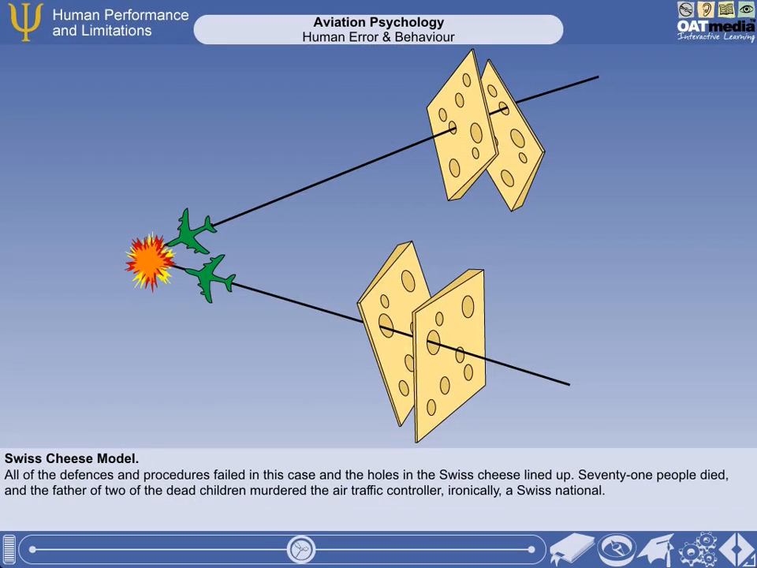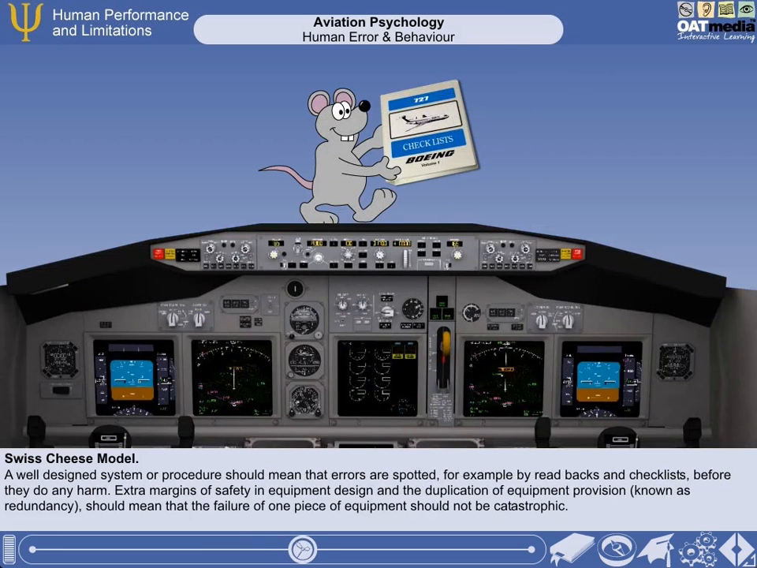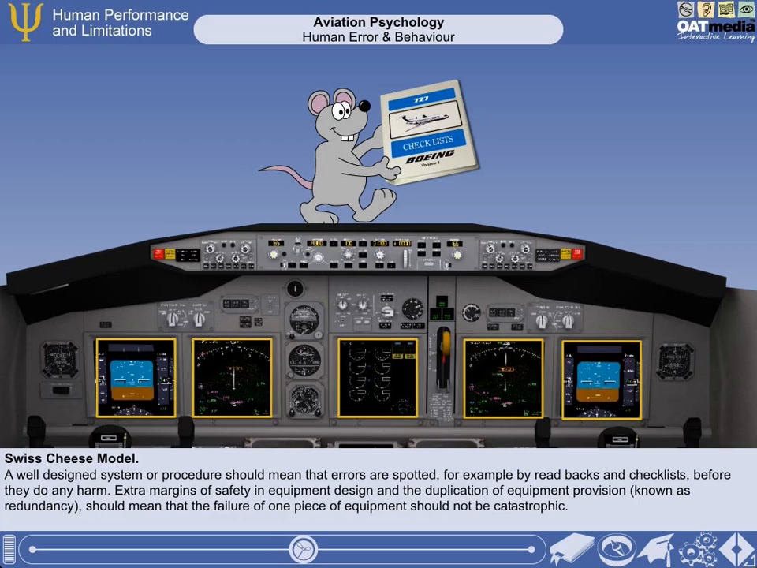All of the defences and procedures failed in this case, and the holes in the Swiss cheese lined up. 71 people died, and the father of 2 of the dead children murdered the air traffic controller, ironically a Swiss national. A well-designed system or procedure should mean that errors are spotted, for example by readbacks and checklists, before they do any harm. Extra margins of safety in equipment design and the duplication of equipment provision, known as redundancy, should mean that the failure of one piece of equipment should not be catastrophic.